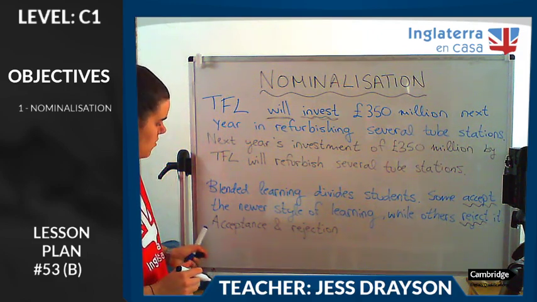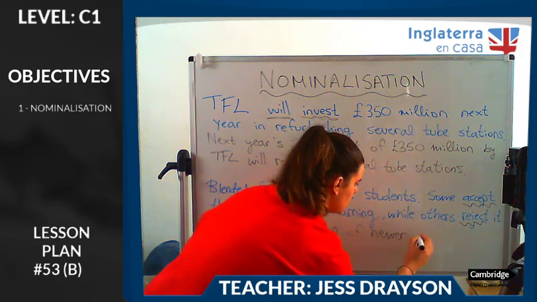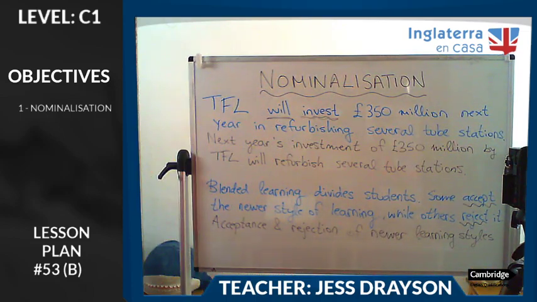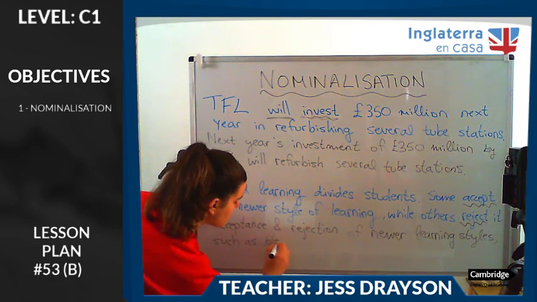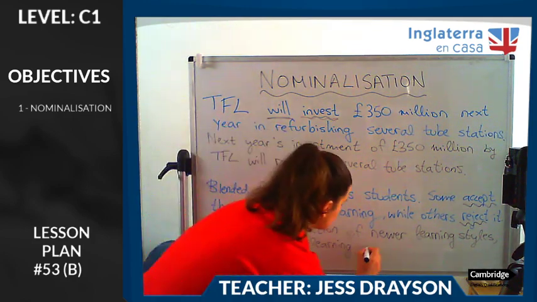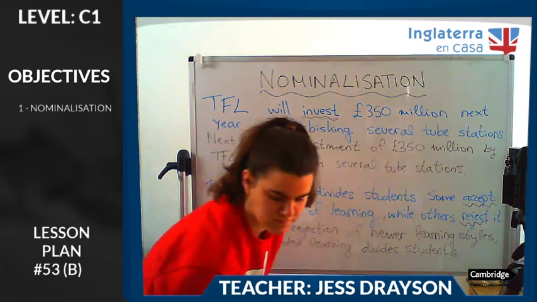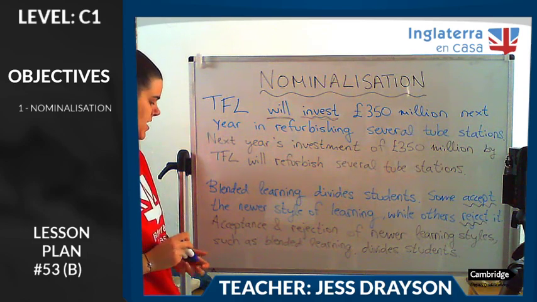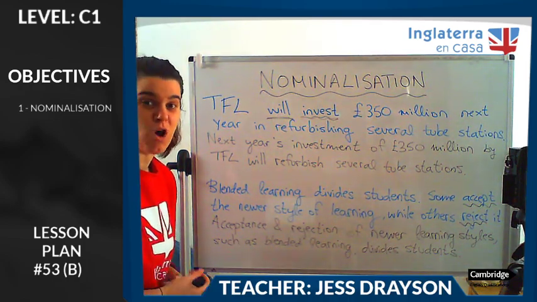So either leave it like this, or a different approach that you can take is: acceptance and rejection of newer learning styles, such as blended learning, divides students. Okay? That would be my way of converting this. Acceptance and rejection of newer learning styles, such as blended learning, divides students. Okie dokie. So those are essentially some examples of how to nominalize sentences.